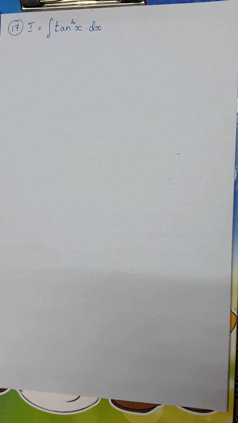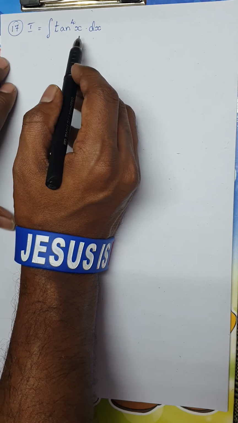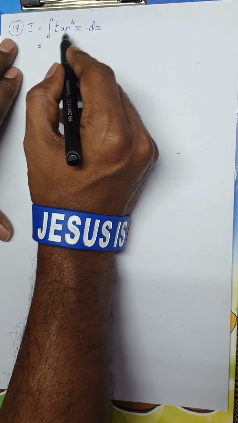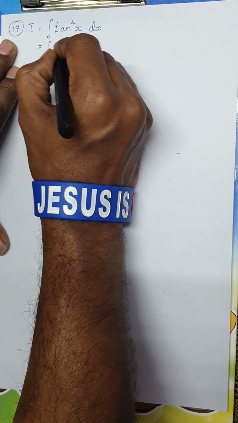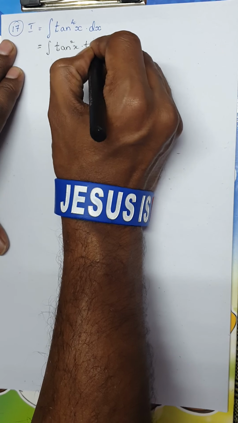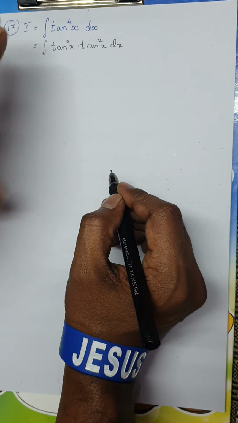Okay, now dear students, let us consider one more question. I have integral of tan power 4x dx. We have done sin power 4x and cos power 4x. Now let us solve for tan power 4x. This tan power 4x, I am going to write it as tan square x into tan square x dx. I am going to split up the power as 2 and 2.